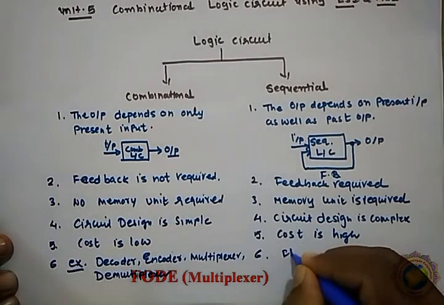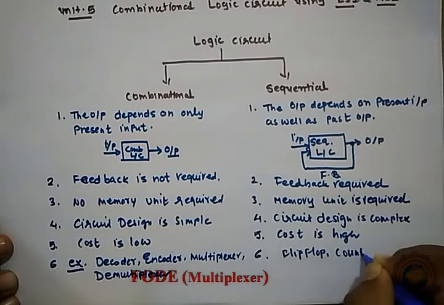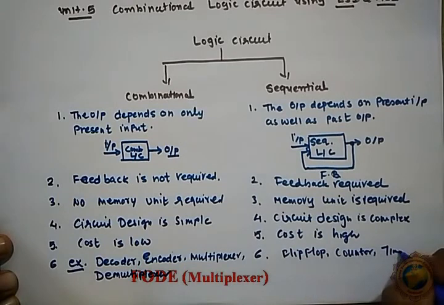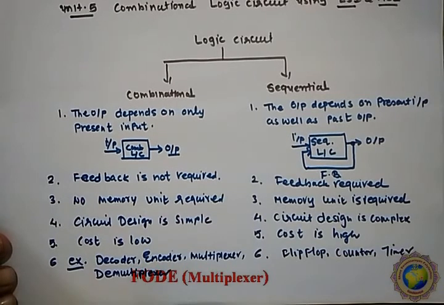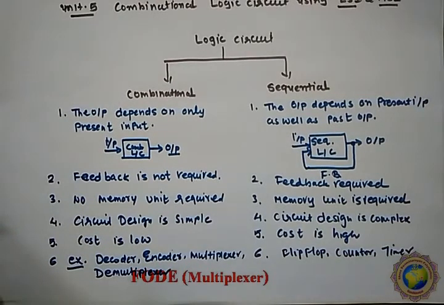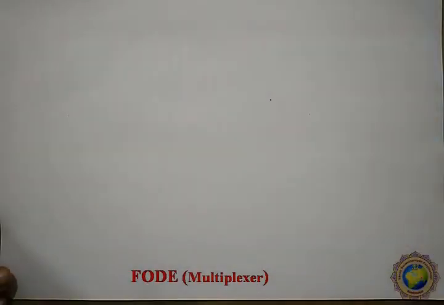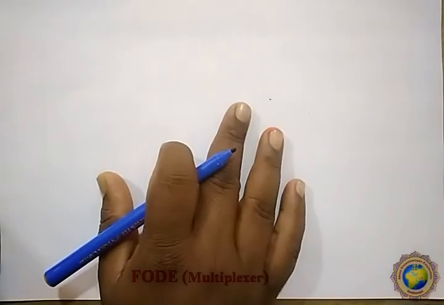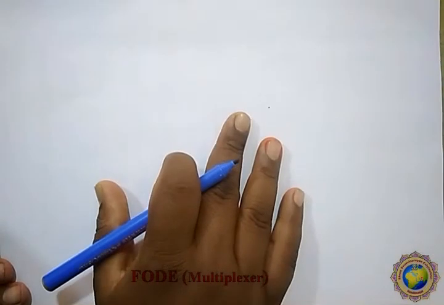In sequential, the examples are flip flop, counter, timer. These are examples of sequential logic circuits. So this is the main difference between combinational logic circuits and sequential logic circuits. Okay. Now we will study the first one, multiplexer. Today we will study multiplexer.